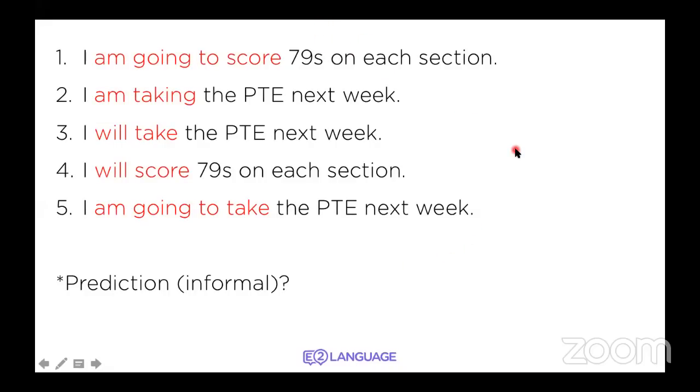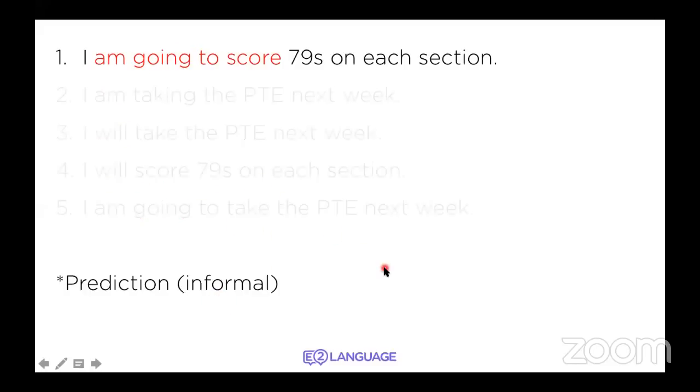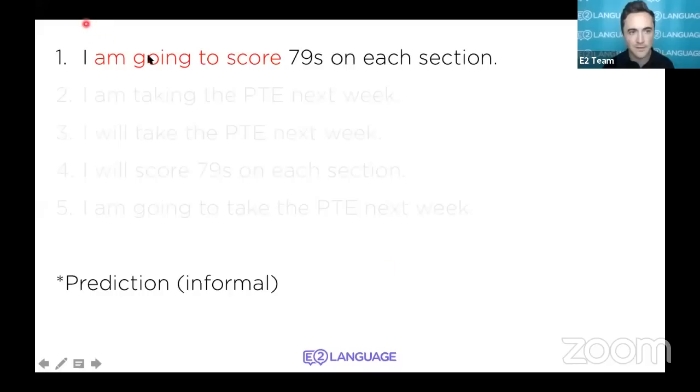Yes, good stuff. Everyone's getting them right. Cool, good stuff. Yes, the prediction, well, we've got 2. I'm going to score 79s. I will score 79s. Which one's using the informal verb? Well, this is the formal verb, so it must be number 1. I'm going to score 79s on each section.